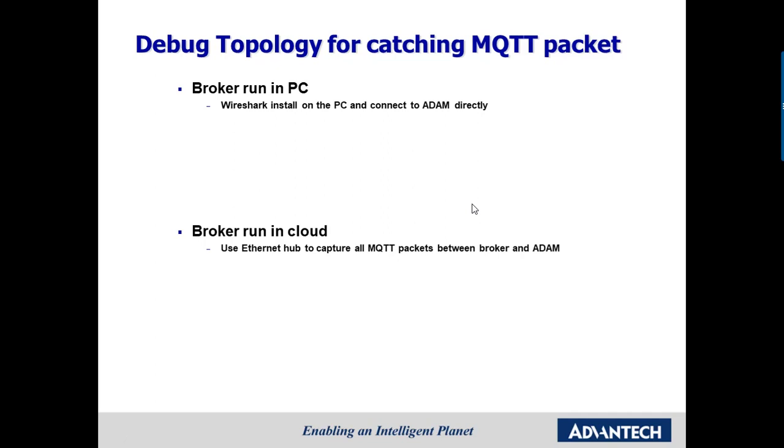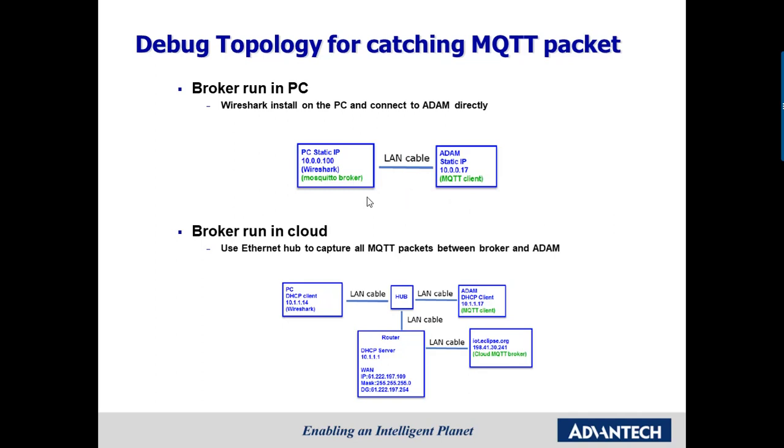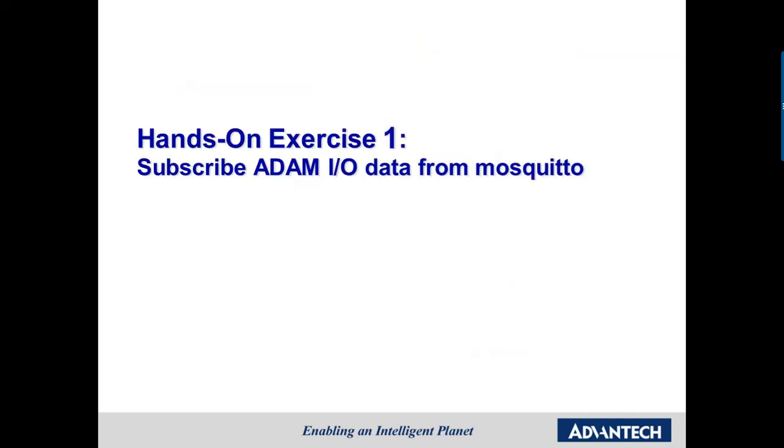Here are the debug topologies for catching the MQTT packet. When using Wireshark to capture the MQTT packet, please follow different debug topology based on your application structure. When the broker runs on a PC, the topology is like here. And when the broker runs in the cloud, the topology is like this picture. And please make sure that the hub to capture the packet device is always between the MQTT client and broker for capturing the correct packet.